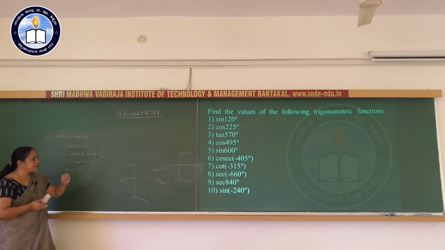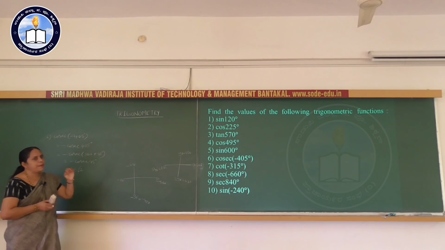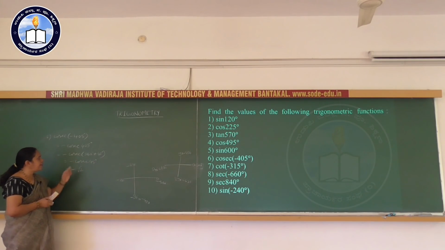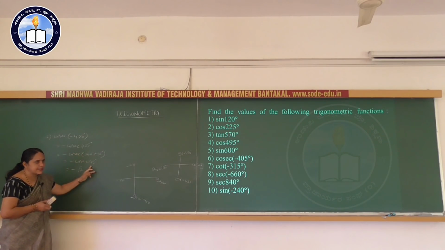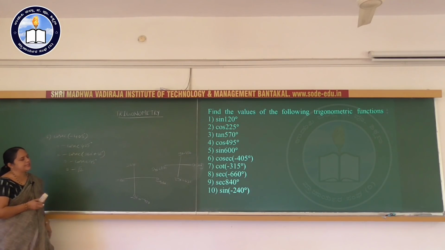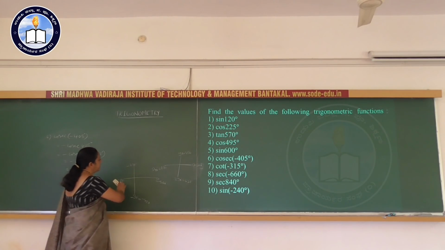Any trigonometric functions of x and 2 pi plus x remains the same. So cosecant 360 plus 45 is equal to cosecant 45. Answer is minus root 2.